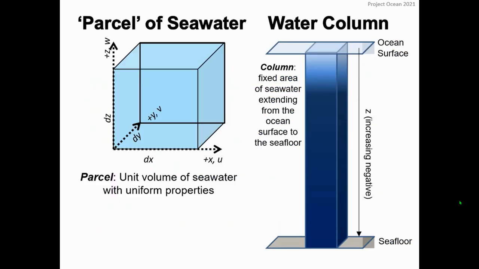Before we jump into talking about water column structure, we need to start with some definitions. You're going to hear me use the term parcel of seawater when I talk about physical oceanography. A parcel is defined as a unit volume of seawater with uniform properties. We constrain that volume in Cartesian space as a unit change in the x direction, which in physical oceanography is defined as increasing positive in the eastward direction, the y direction, which is defined as increasing positive in the northward direction, and the z direction.